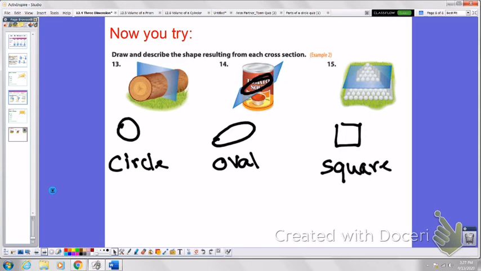All right, guys, for your cross sections, make sure you're remembering what vertical, angled, and horizontal would mean. Sometimes you'll be given a picture, sometimes you might just be given the words, so you need to be able to describe them both ways.